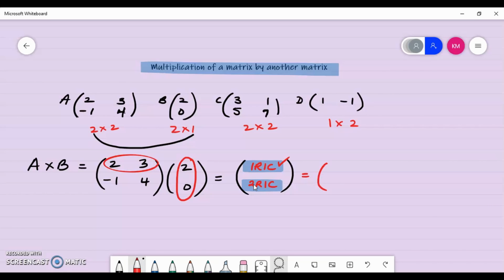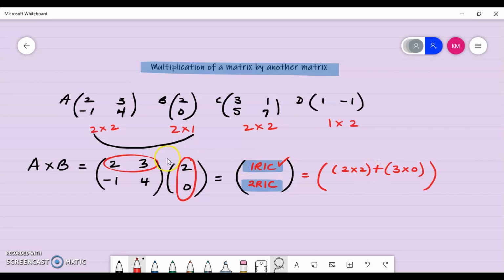So I am going to get 2 multiplied by 2 and 3 multiplied by 0. So I'm going to write that here. It's going to be 2 by 2 and 3 by 0. And remember, it is only one element at the top here. So in order to get that one element, it needs to be combined using the operation of addition.